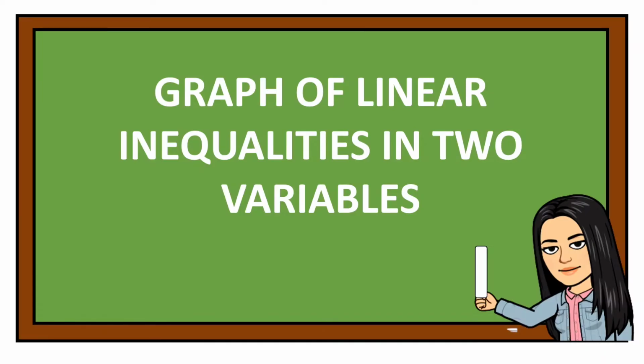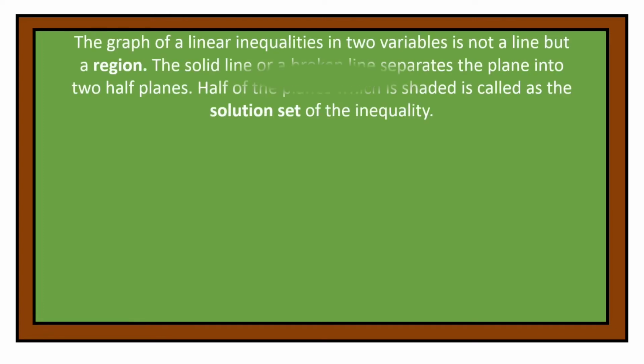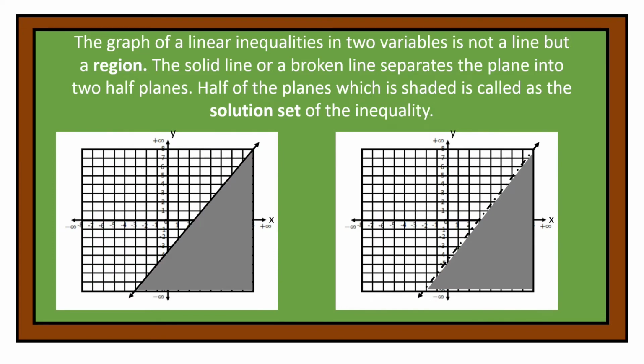Our lesson for today is graph of linear inequalities in two variables. The graph of a linear inequality in two variables is not a line but a region. The solid line or a broken line separates the plane into two half planes. Half of the planes, which is shaded, is called the solution set of the inequality. So meron tayo ditong dalawang example ng graph.